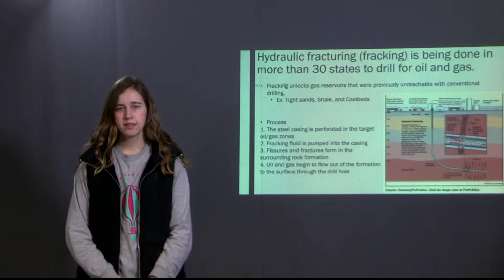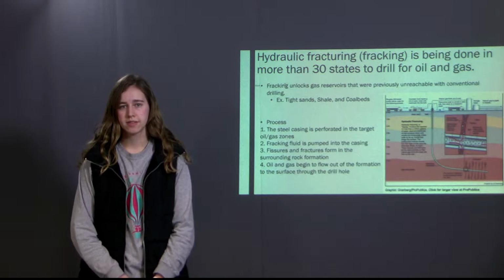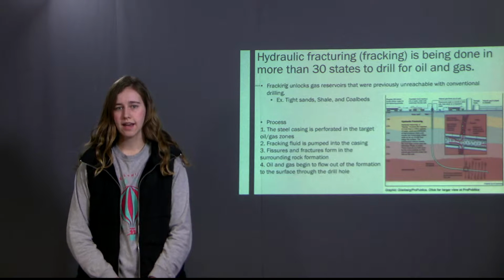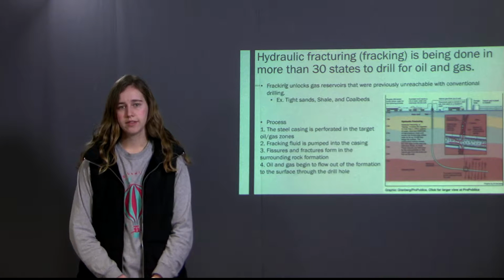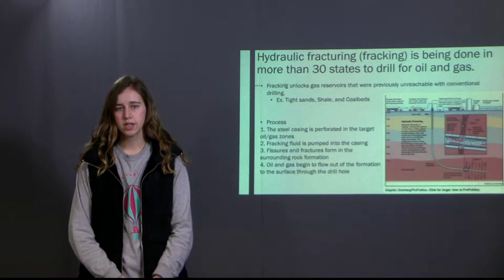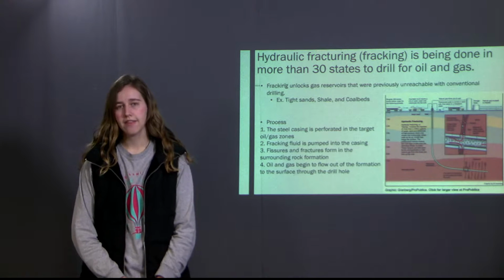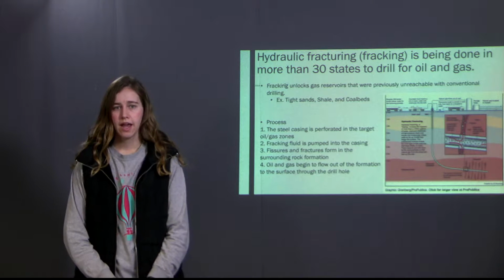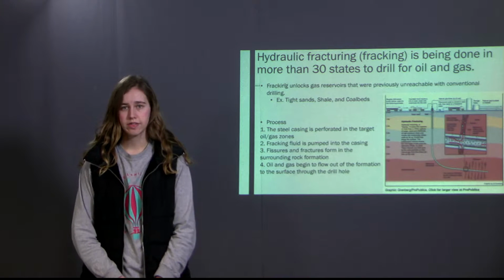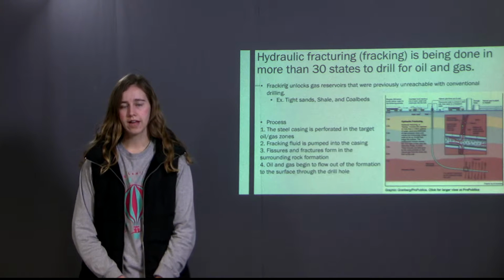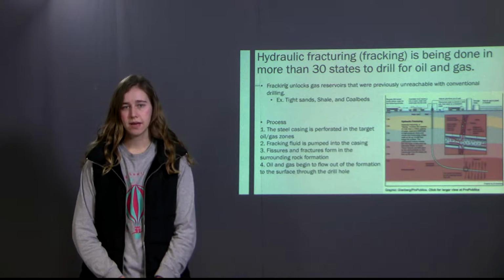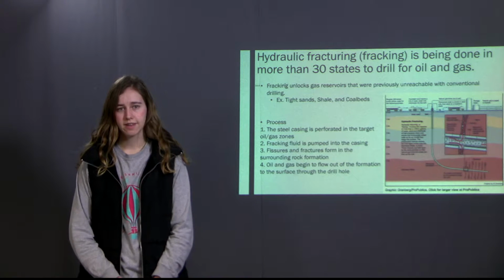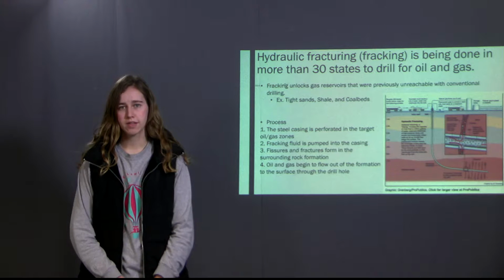The fracturing process begins with a hole drilled into the ground to a specified depth. The steel casing is then added with perforations in the target oil-gas zones. Fracking fluid is then pumped into the casing until a pressure is added to the formation that causes fractures and fissures. At this point, the fracking fluid is stopped and all fluid is then returned to the surface for disposal. Once all the fracking fluid has left the drill hole, the oil and gas from the formation can then seep into the casing through the perforations and rise to the surface for further processing and refining.